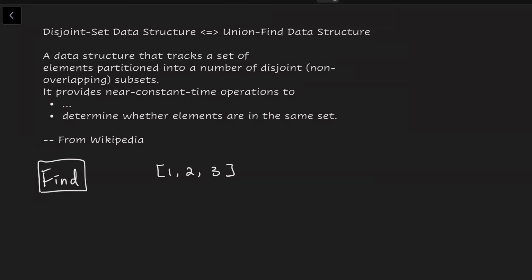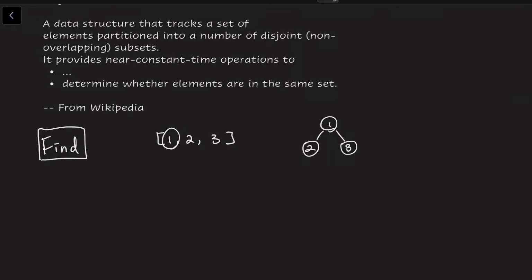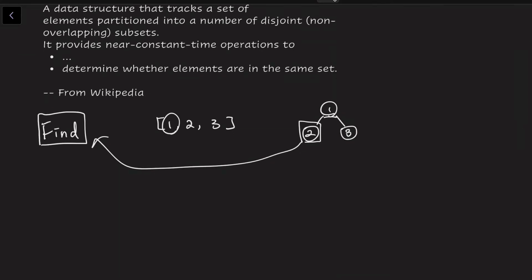Let's say we have a set 1 to 3, and we pick 1 to be the identifier. Then we can imagine there's a graph with this identifier as the root and all the other elements as the leaves, like this. When you ask for the root of the tree, you can call this find function. If you give node 2 to find, it will return node 1 to you, and the same for node 3. And this is how it works.